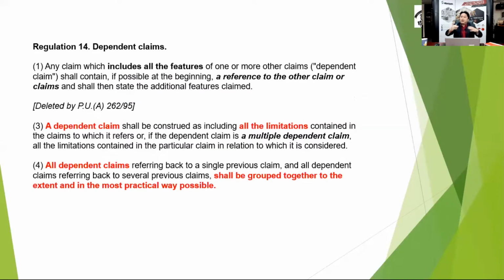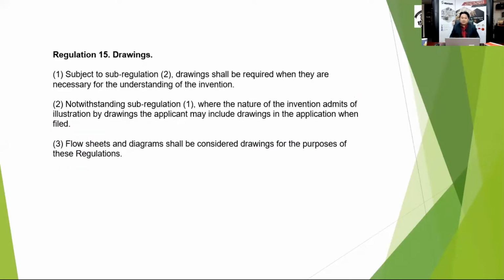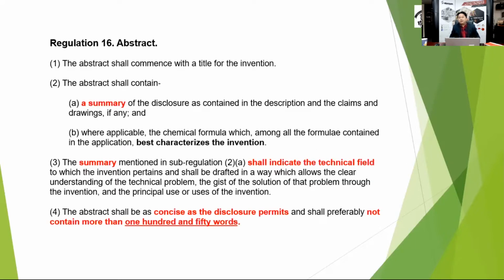For claims, you have the independent claims, and then you have multiple dependent claims. Dependent claims should be read together with the independent claims. Now you must have drawings if required. If it's better, put in drawings. The drawings will give the examiner or any member of the public a better understanding of your invention.